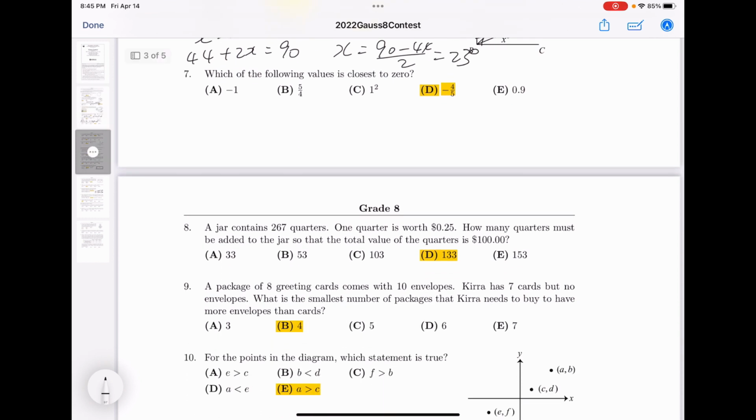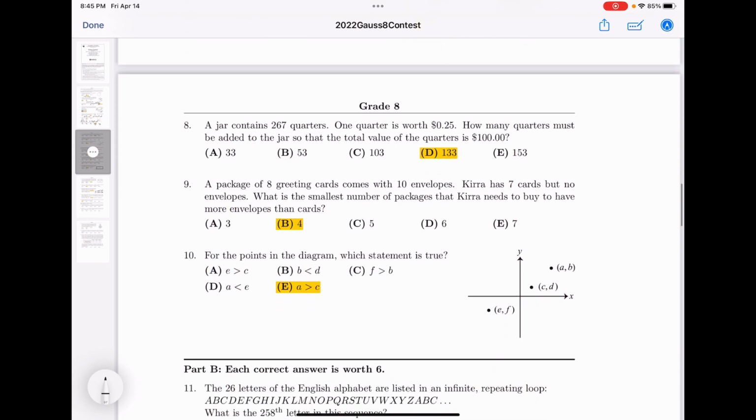Number 7, which of the following values is closest to 0? Okay, so obviously, we know that A, B, C cannot be the answer because their absolute values are all greater than 0.9. And if we compare 0.9 with the absolute value of negative 4 over 5, we would get 0.9 and 0.8. And because 0.8 is smaller than 0.9, therefore the answer is D.